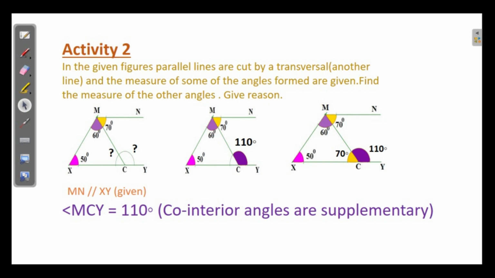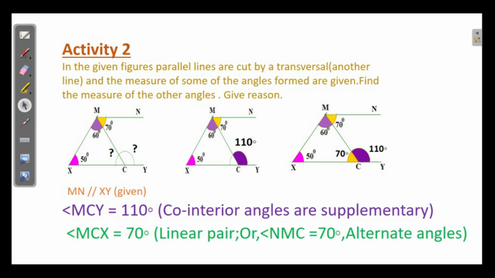Linear pairs 70 degree. And here, this year we have studied this MN and XY. You have seen that 1 to 8 angles, isn't it? So in here also, what type of angles are these? Parallel lines, this transversal, alternate interior angles are equal in parallel lines. So the reason you can write in two ways, either as linear pair or as alternate angles. Anyway, the measurement is 70 degree.